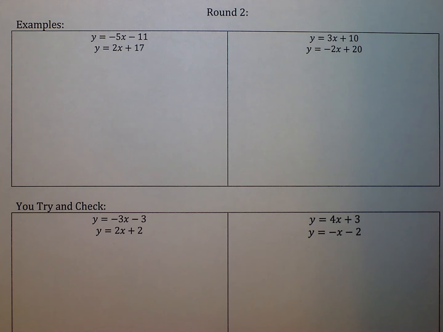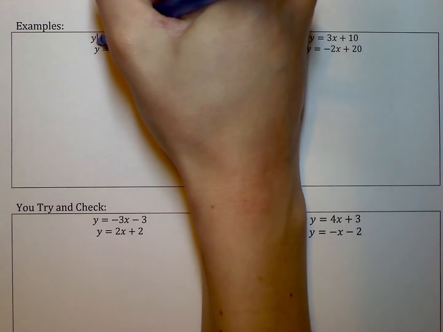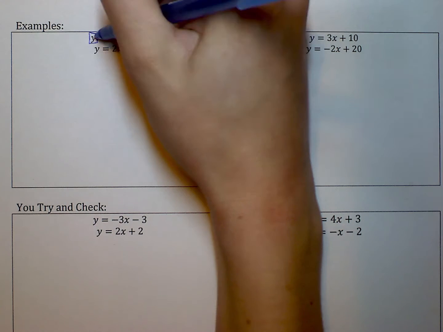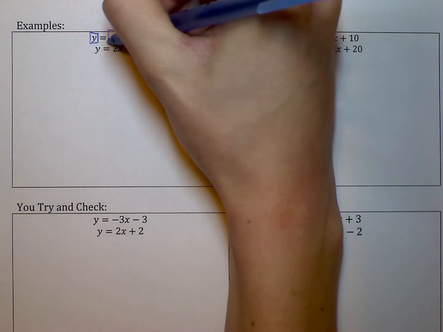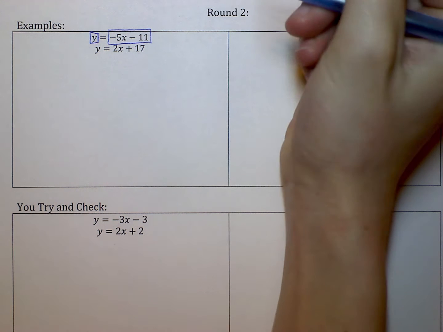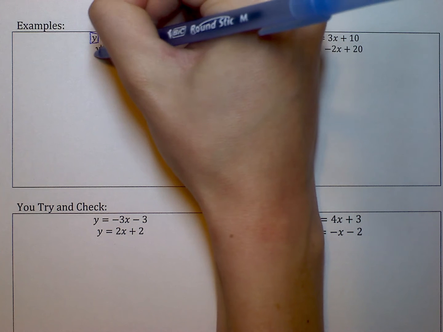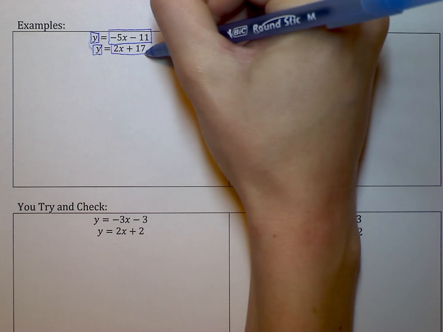So in this case, here's my y, right? Here it is by itself. So what's equal to this y? Well, this is negative 5x minus 11, right? That is equal to that y. Well, where else do you see a y? Well, here it is. Okay, and I want to be clear, these two y's are the same. Those are the same y. What's this y equal to? Well, this y is equal to 2x plus 17.